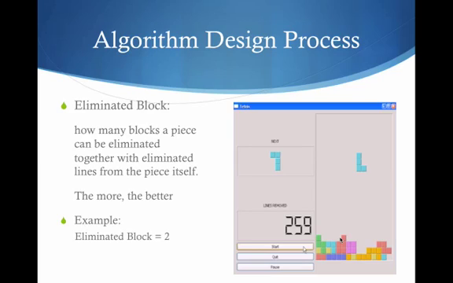Now let's look at a very simple example. On this graph, if the piece is placed here, then we can see that two squares of the piece will be eliminated together with this full line. So in this case, the eliminated blocks equals 2.